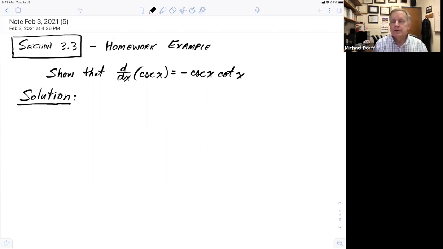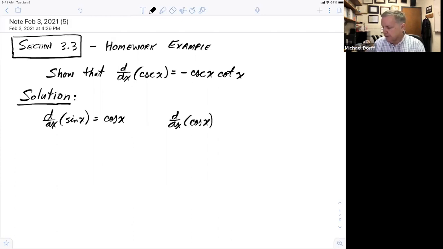So what we can assume here, or what we can use, is the derivative of sine and the derivative of cosine. So as a reminder, the derivative of sine x equals cosine x, and the derivative of cosine x equals negative sine x. So those are the only things we can use, plus we can use product rule and quotient rule. All right, so let's begin.